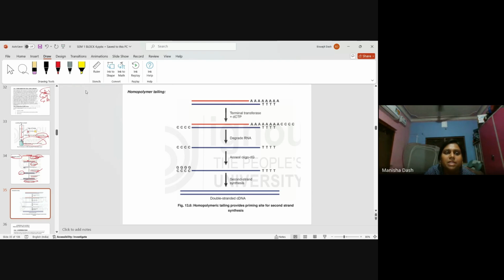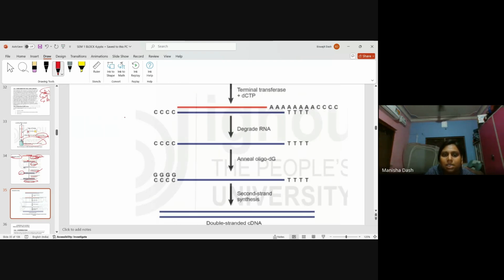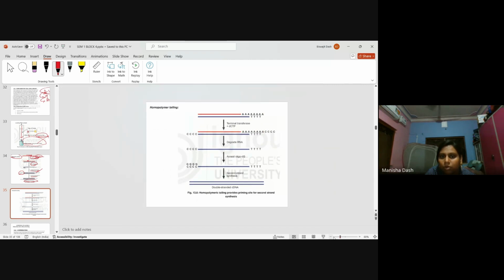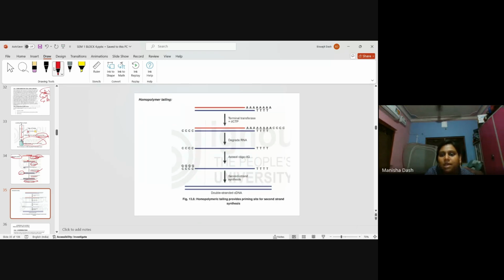Then there is another method by which you can also construct the cDNA, called homopolymer tailing. This is somehow similar but slightly different. Here, you are using a terminal transferase plus dCTP, meaning cytosine. In addition to this, you are just adding the cytosine bases at the 3' end of both the strands.